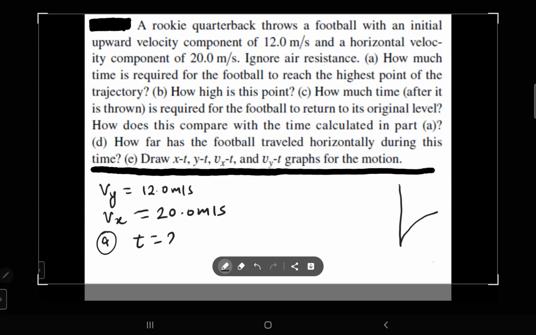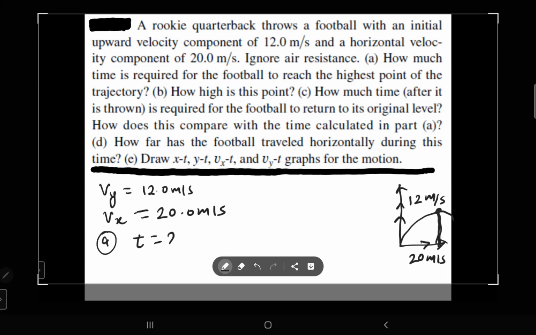There is vertical velocity and horizontal velocity. So the concept is, of course, projectile motion, right? Its vertical velocity is given, which is 12 meter per second, and horizontal velocity is also given, which is 20 meter per second, right? This is horizontal velocity and vertical velocity. So how much time does it take to arrive at the maximum point here? After then it will come back, right?